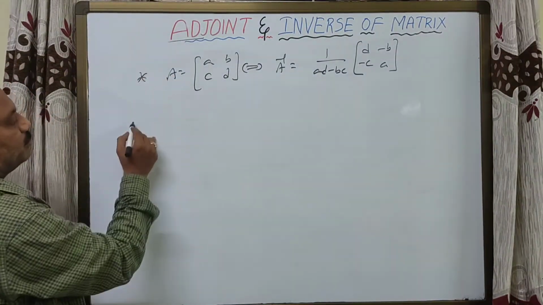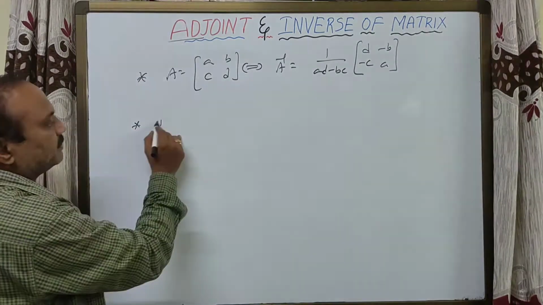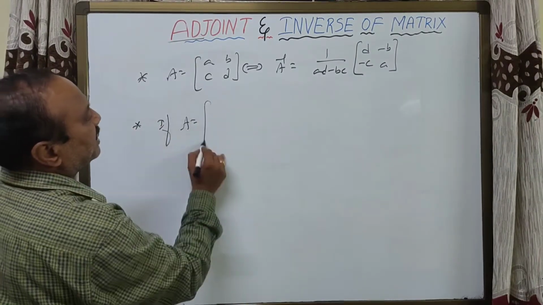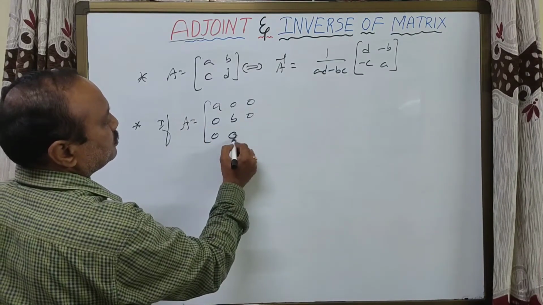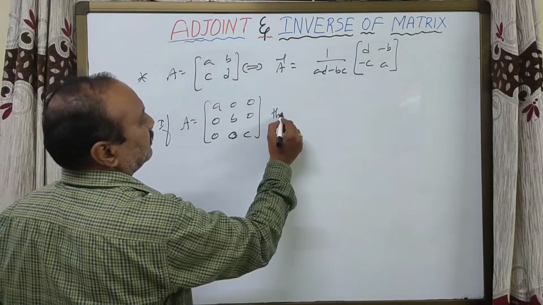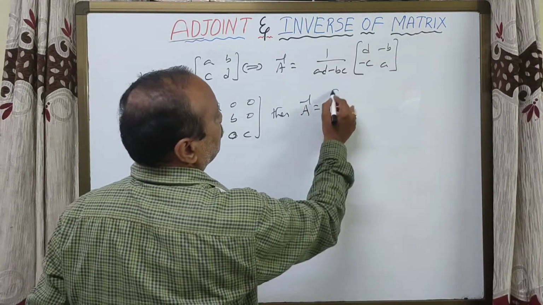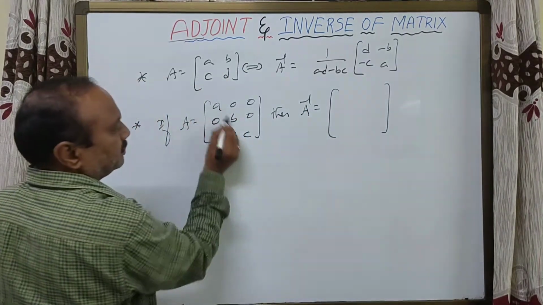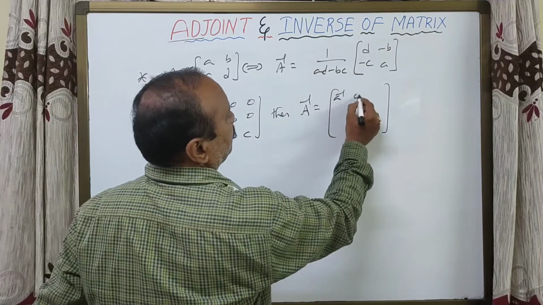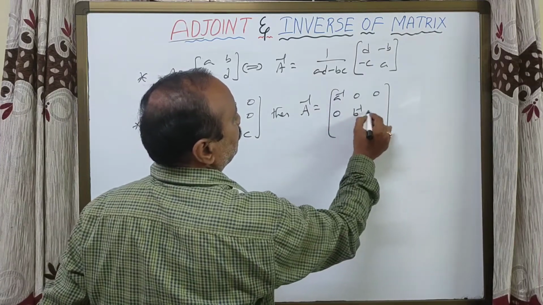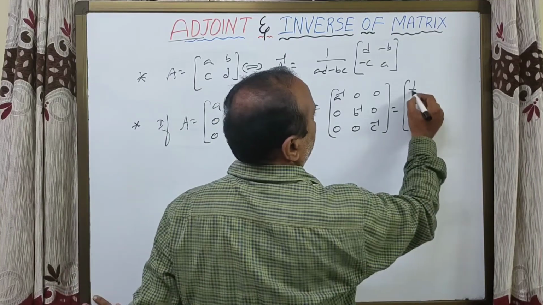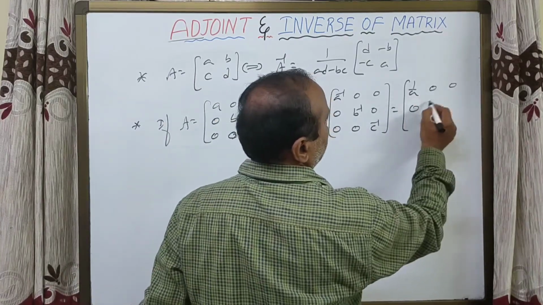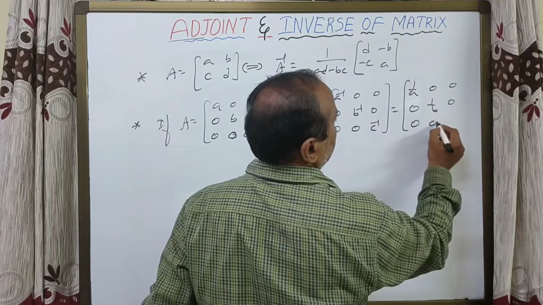Next important property is, my dear students, if A equals the diagonal matrix A 0 0, 0 B 0, 0 0 C, then A inverse equals the inverse of the diagonal elements, that is A power minus 1, B power minus 1, C power minus 1, which equals 1 by A, 1 by B, 1 by C on the diagonal and 0 elsewhere.